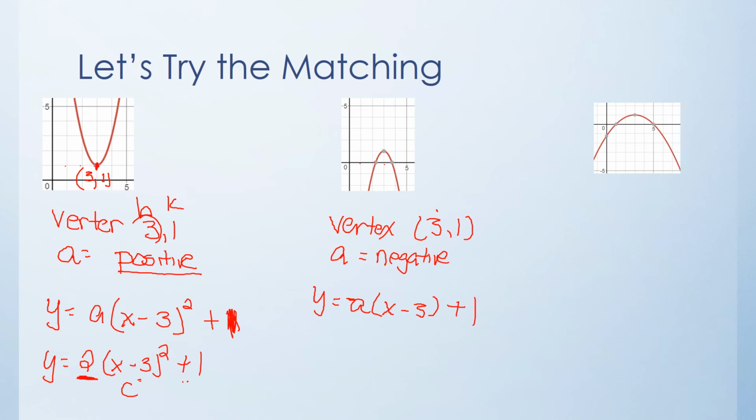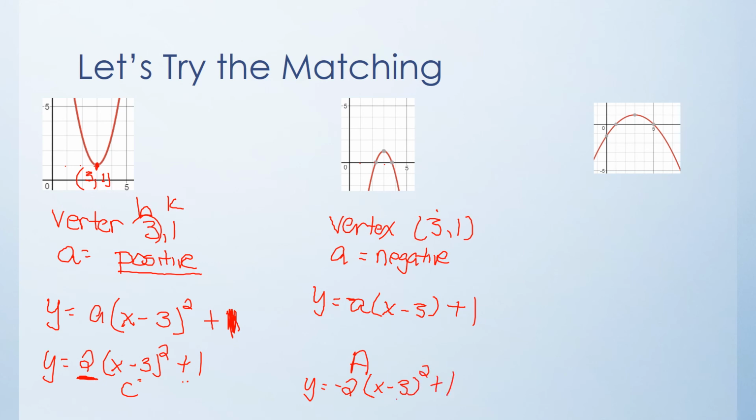Well, we've already said that A has the same vertex of 3, 1, and it's negative. I would say that it's A rather than F because it's skinnier. So F, because it's 1/4, is going to make it a fatter graph. So I would say the answer for that one is A. And again, you can graph them on your calculator to check it. So I would say this is y equals negative 2 x minus 3 squared plus 1. And again, I'm doing this by process of elimination.